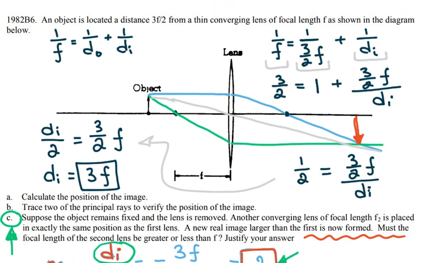And that's going to be it for the FRQ from AP Physics B that was placed on the AP exam in 1982 in the geometric optics section.